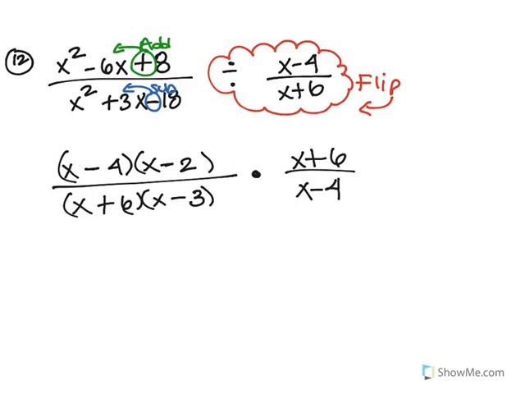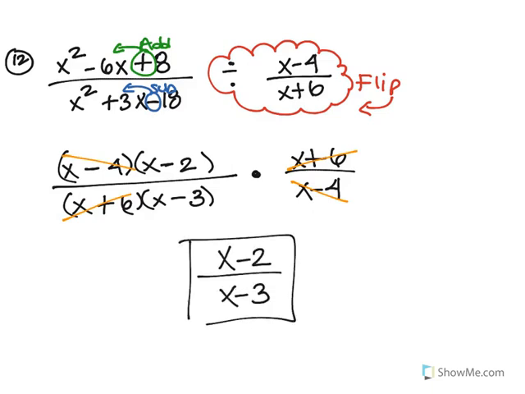Now who cancels? x + 6 and x - 4. So our answer is, very good, (x - 2)/(x - 3). Y'all see that? Okay, still okay?